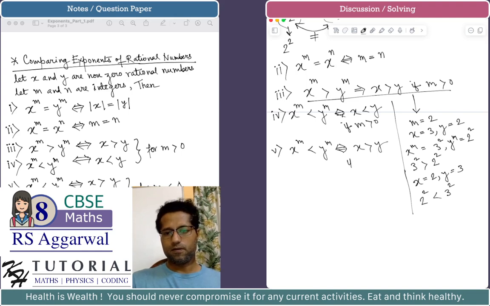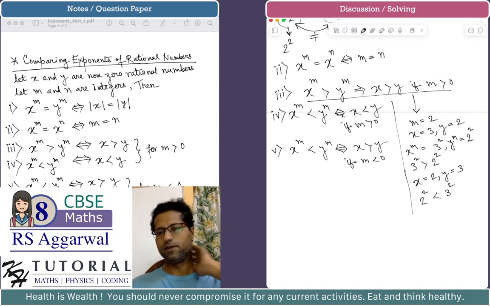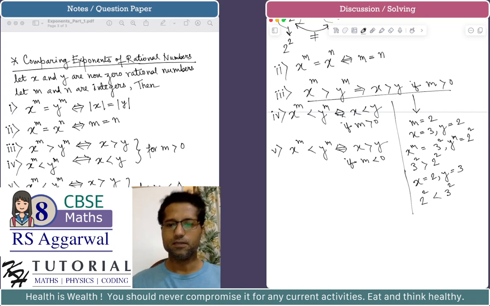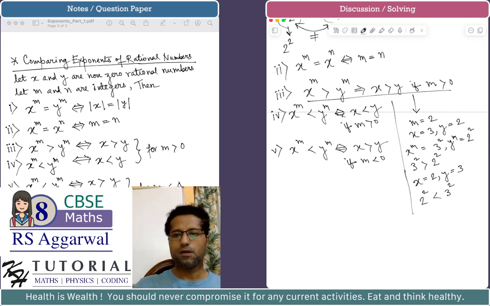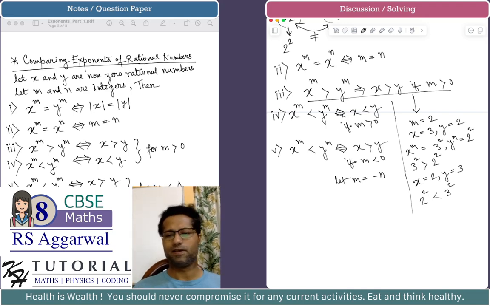If m is less than 0, if m is a negative integer, then if we have x to the power m less than y to the power m, this will imply that x is greater than y. Why is it so? Because let's say m is equal to minus n, where n is some positive integer. Since m is a negative integer, we can always write m as minus n, where n is a positive integer.